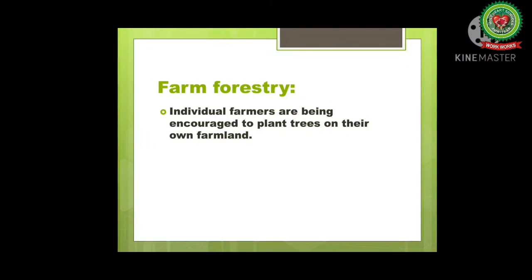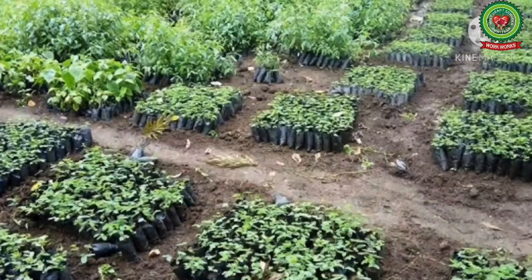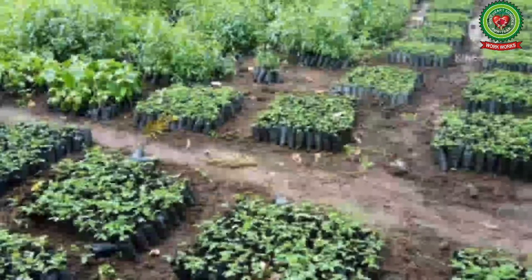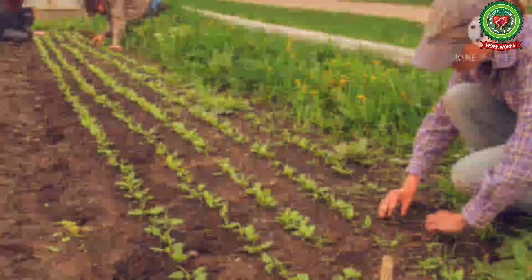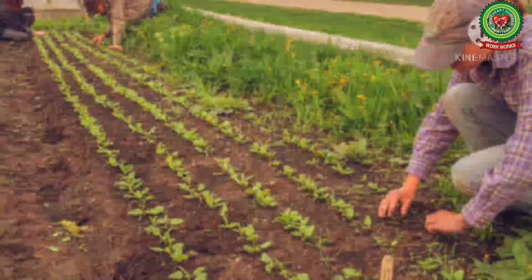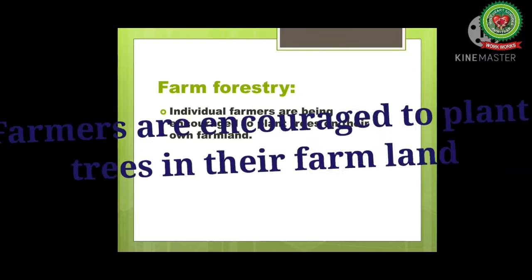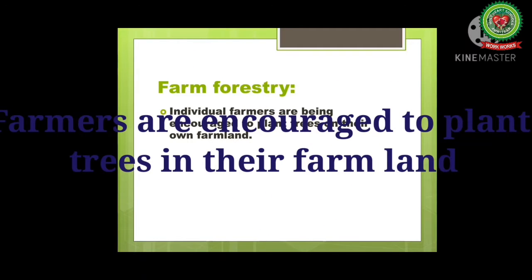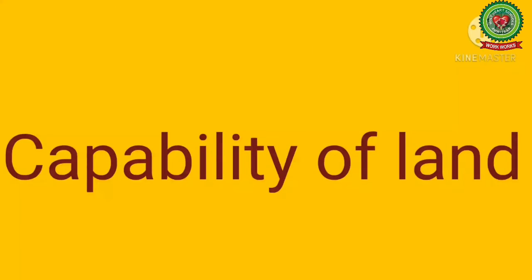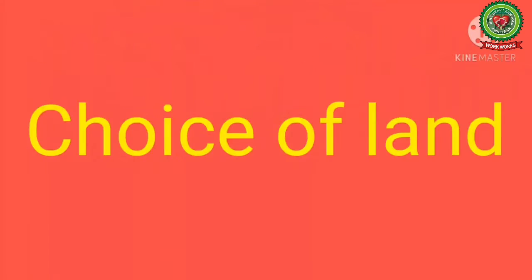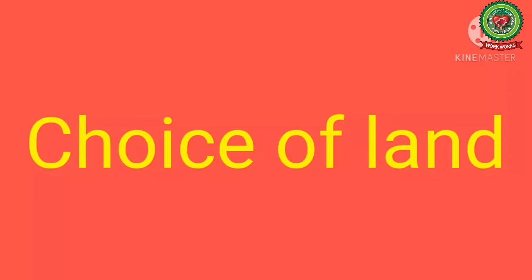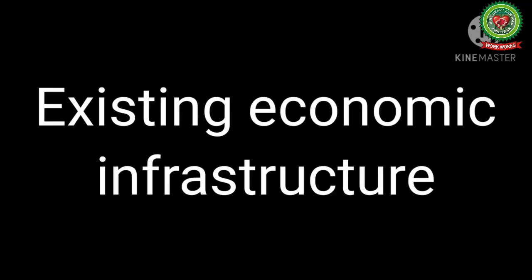Farm forestry. Presently, almost all the countries where social forestry programs have been taken up, whether it is on commercial ground or non-commercial ground, farm forestry is being promoted in one form or the other. In this, individual farmers are being encouraged to plant trees on their farmland to meet the domestic needs of the family. And basically the success of social forestry depends upon the capability of the land, villagers' choice of land use, then land ownership and existing economic infrastructure.